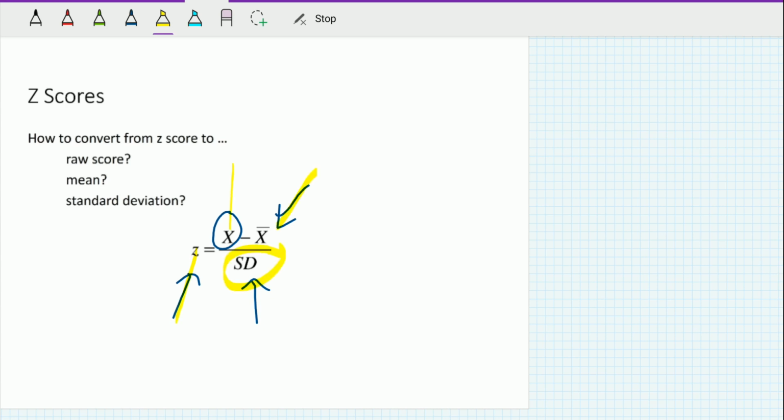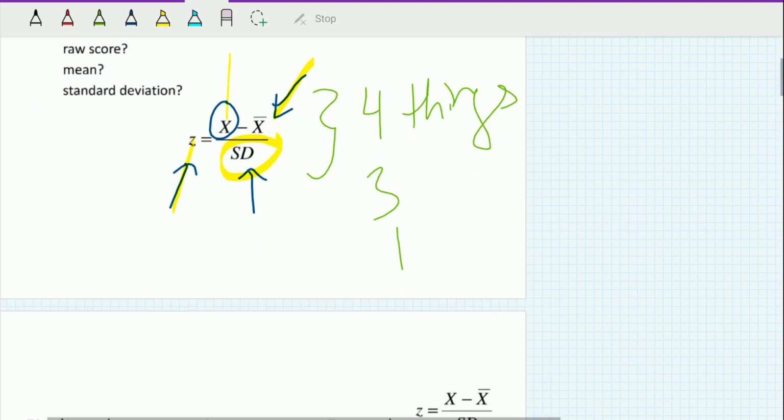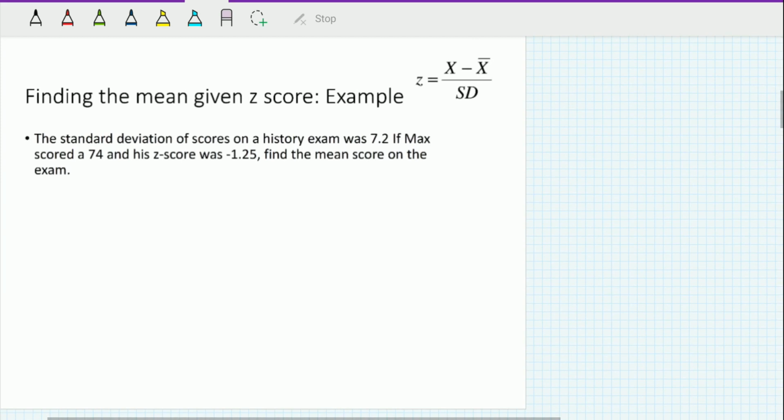So if you notice, in this equation there are four variables. If I give you three of the variables, then you have one that you can solve for. So that's this video. It's going to be super straightforward, I hope, so let's start with this one. You just have to read the problem very, very carefully.